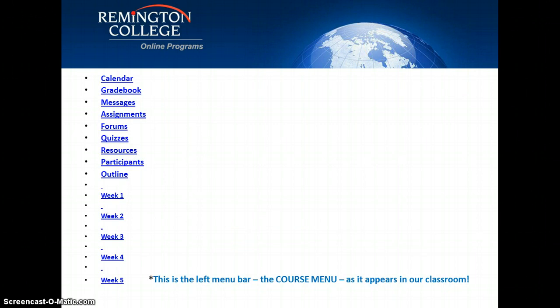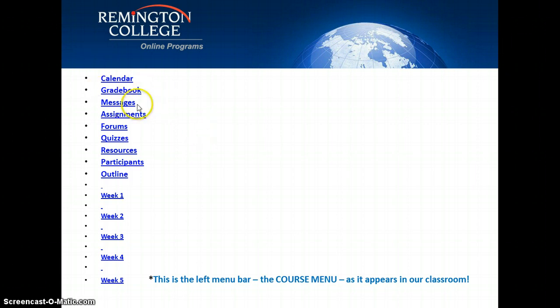So the next thing that I want you to take a look at would be the course menu, which is on the left-hand side of your screen. This is as it appears in our classroom, and each one of these items is important to you. The calendar is the first one, and that will have upcoming dates, and it actually has a 3-month calendar once you click on that. The grade book is obviously where your grades will appear, as well as where you can click on to make sure that your assignments have been submitted.